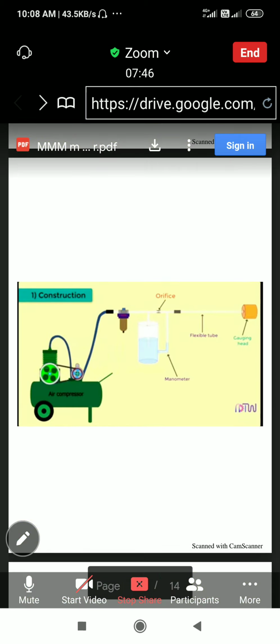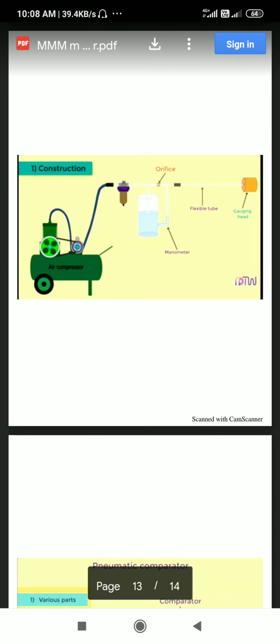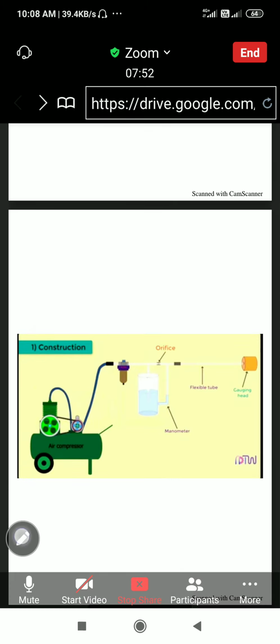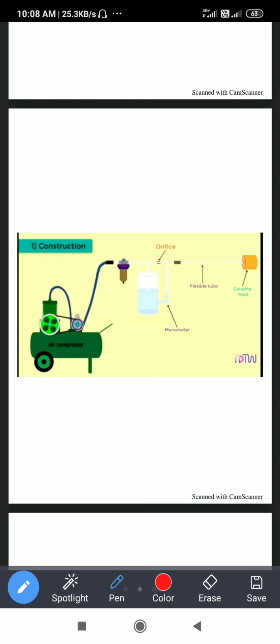Now you can see there is an animated 3D diagram. Can you see the diagram on your screen? Okay, so this is the basic construction of the pneumatic comparator, which is used in industries for checking components. In the examination you have to draw a 2D diagram, which I will also show you, but for your knowledge I have brought this 3D diagram for you all.